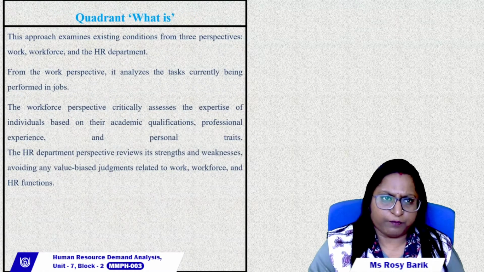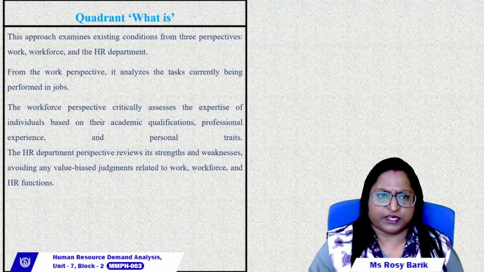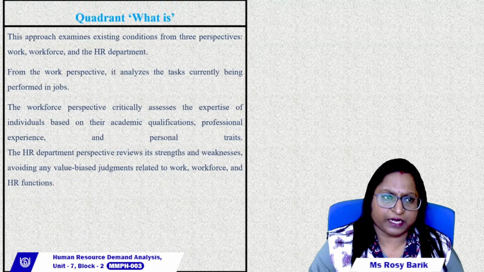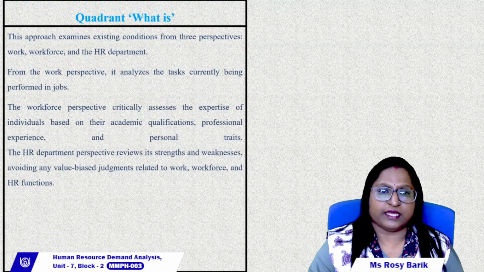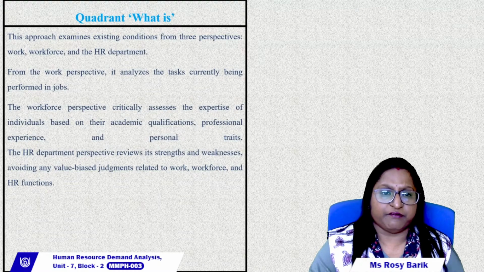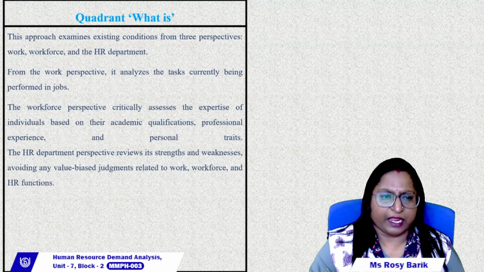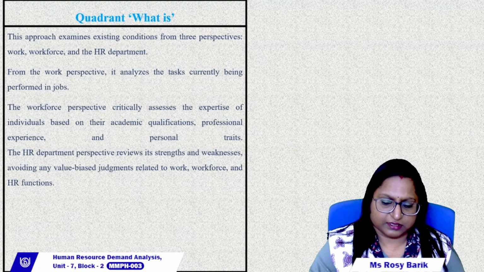So from the work perspective, it analyzes the tasks currently being performed in a job, like what kind of work they are going to do. The workforce perspective critically assesses the expertise of individuals based on their academic qualifications, professional experiences, and personal traits. And the HR department perspective is based on the reviews, its strengths and its weaknesses, avoiding any value-biased judgment related to the workforce and HR functions.